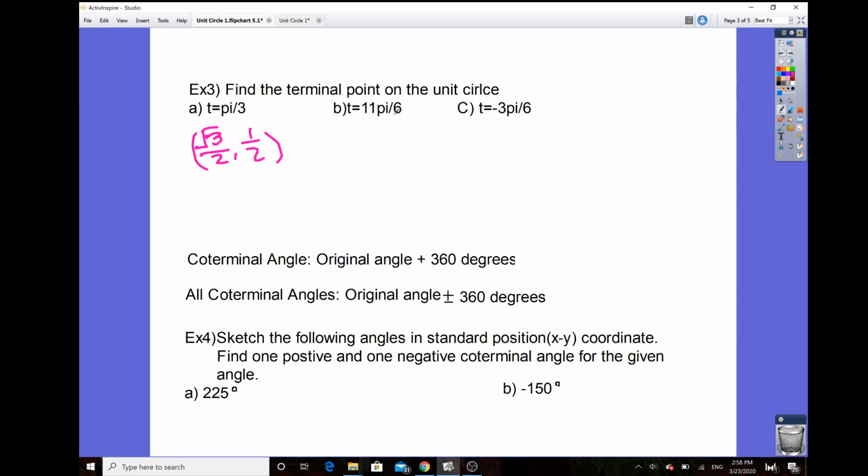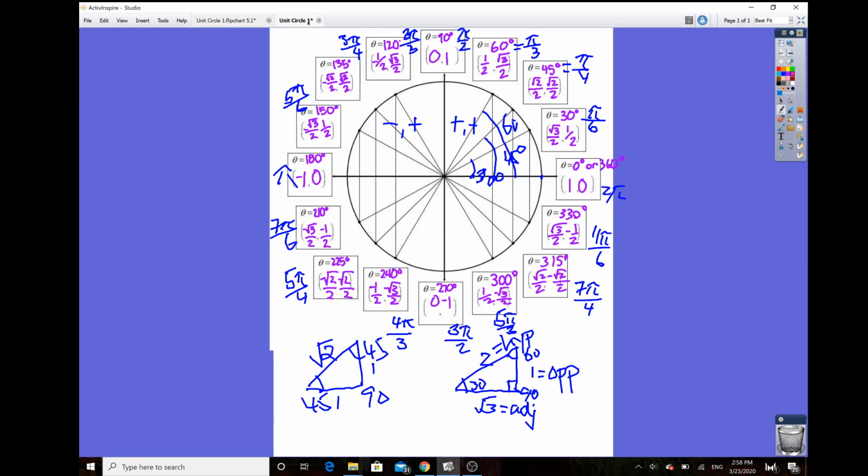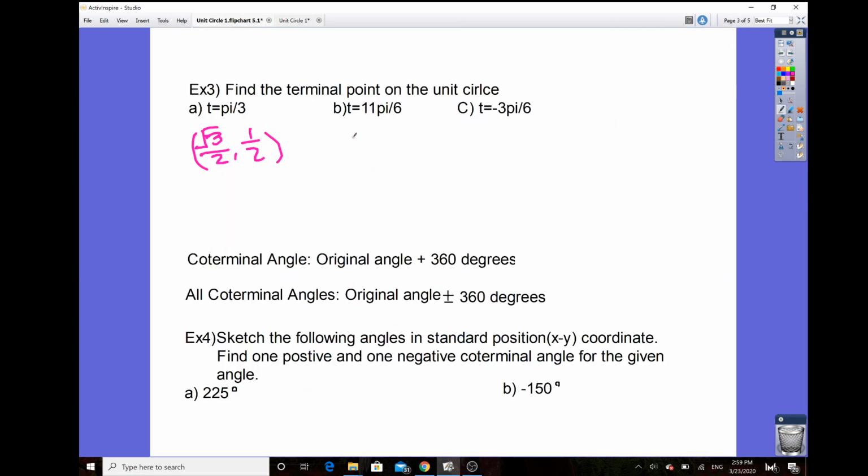And then 11 pi over 6. Again, if you just refer back to the unit circle, it's over here. So it's root 3 over 2, comma negative 1/2.